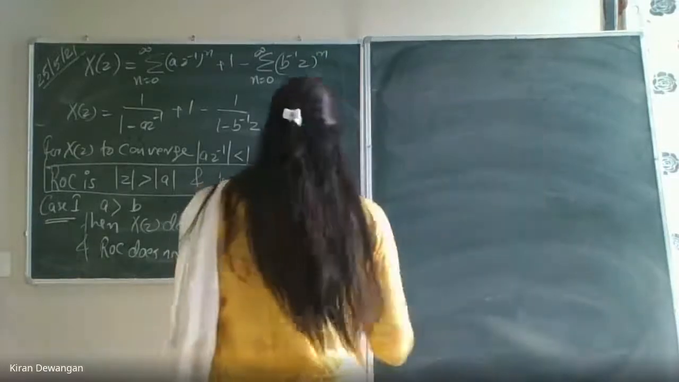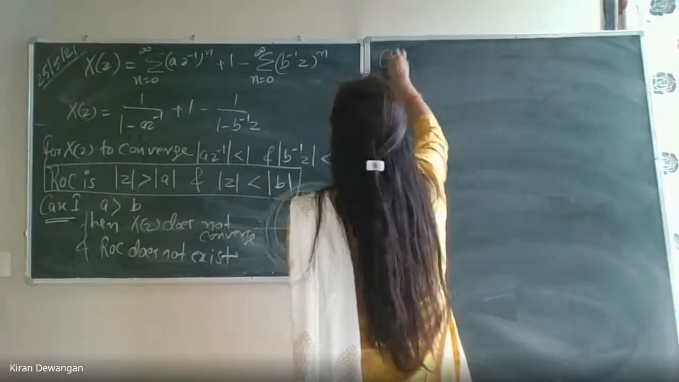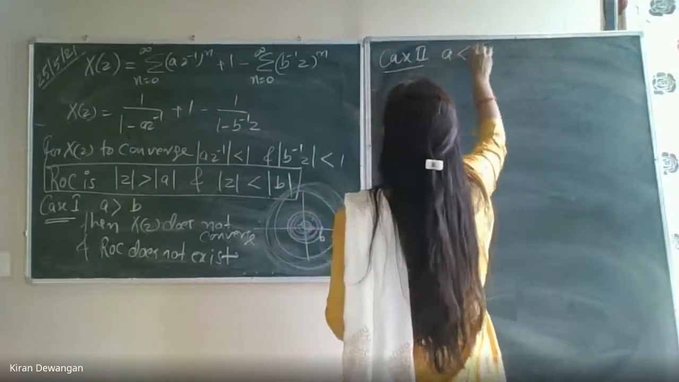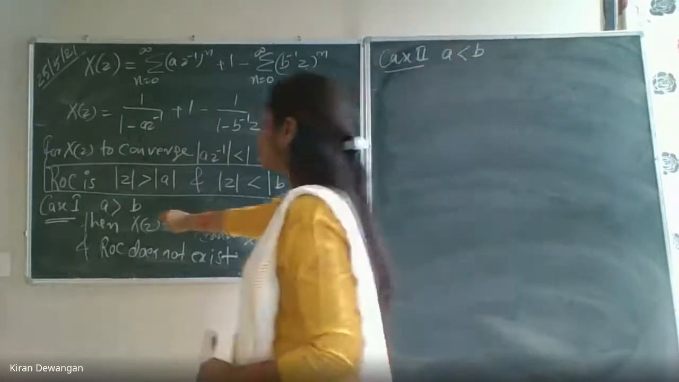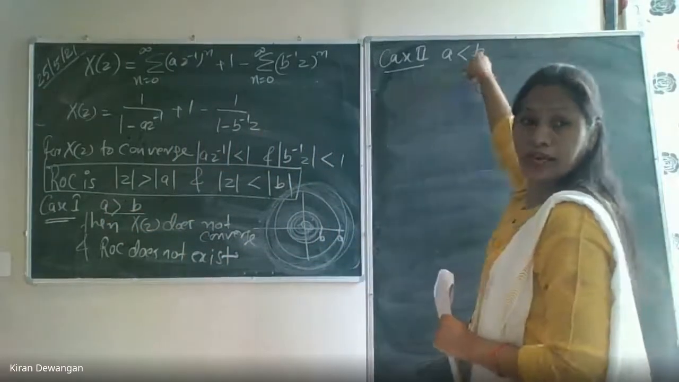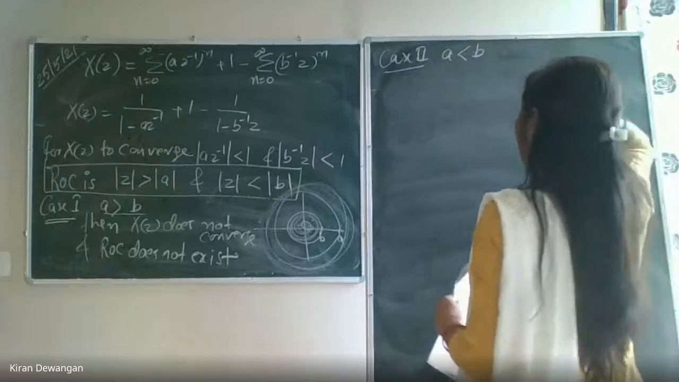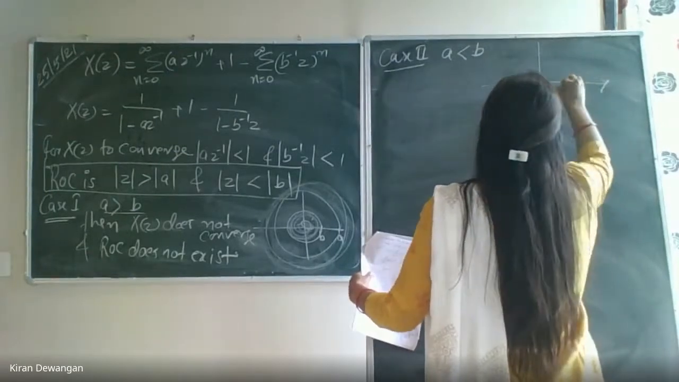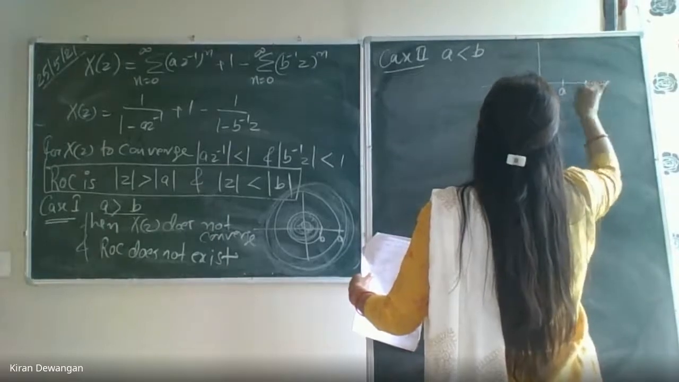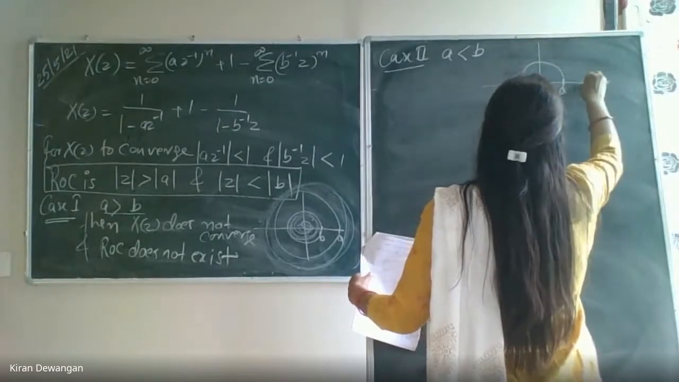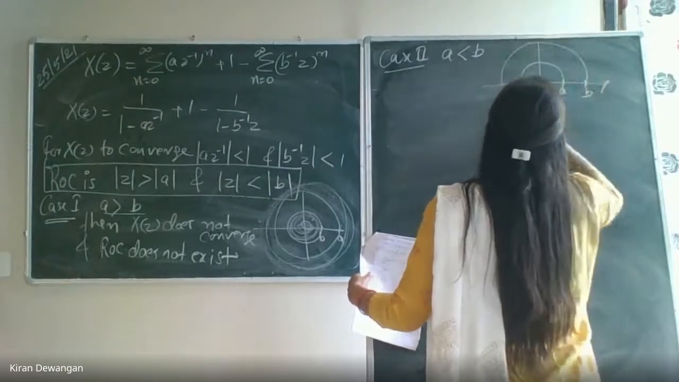The another case is case 2 when a is less than b. The first condition was when a was greater than b. And the second case is when a is less than b. Now when a is less than b, we can get our ROC. Let us take a somewhere here and b somewhere here. So if I plot a circle with radius a, it will be like this, and if I plot a circle with radius b, it will be like this.